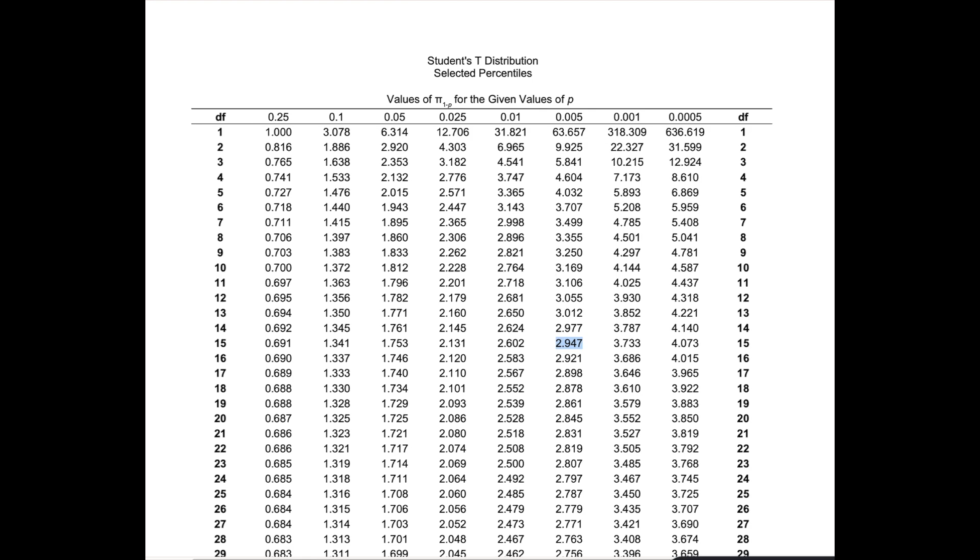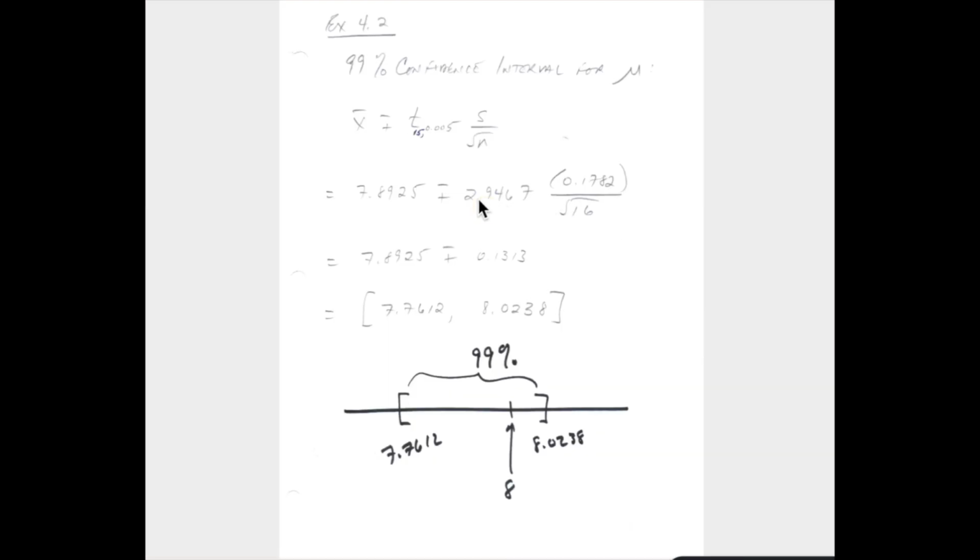And when I look this up, I'm using a different table, but if we round this to 3 decimal places, we get exactly the same value. And when we do the calculation, the lower endpoint is 7.7612, and the upper endpoint is 8.0238. And so we would conclude then that we're 99% confident that the average weight of peanuts being dispensed is between 7.7612 ounces and 8.0238 ounces.